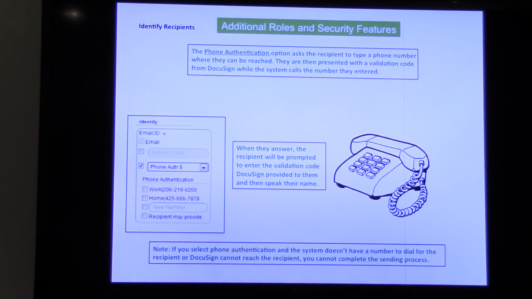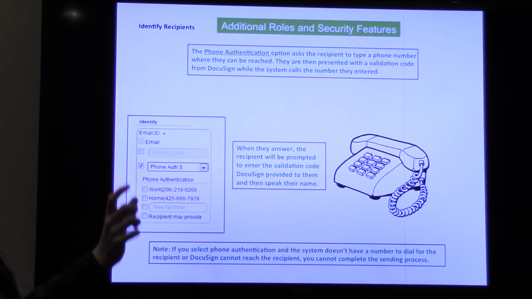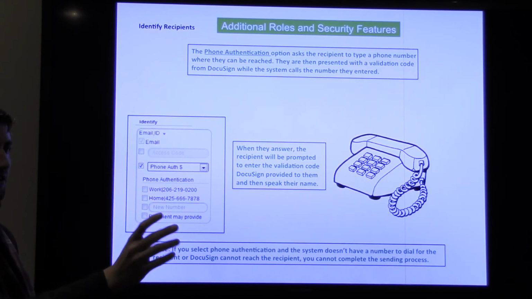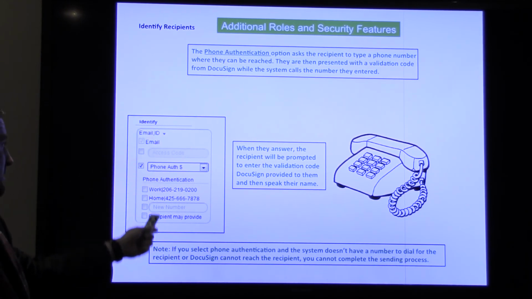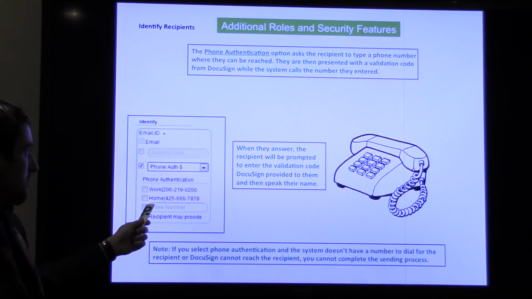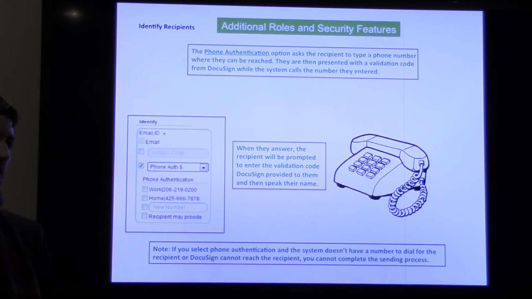Now, how do you do that, though? When I showed you back whenever you were looking at your buyer sheet, the buyer, the signers, the sellers, all that, on the right there was this identify column. You would click phone authorization, and then you would click the phone number, and then they will be presented with a phone call, and they'll have to type in a code that they've been given.